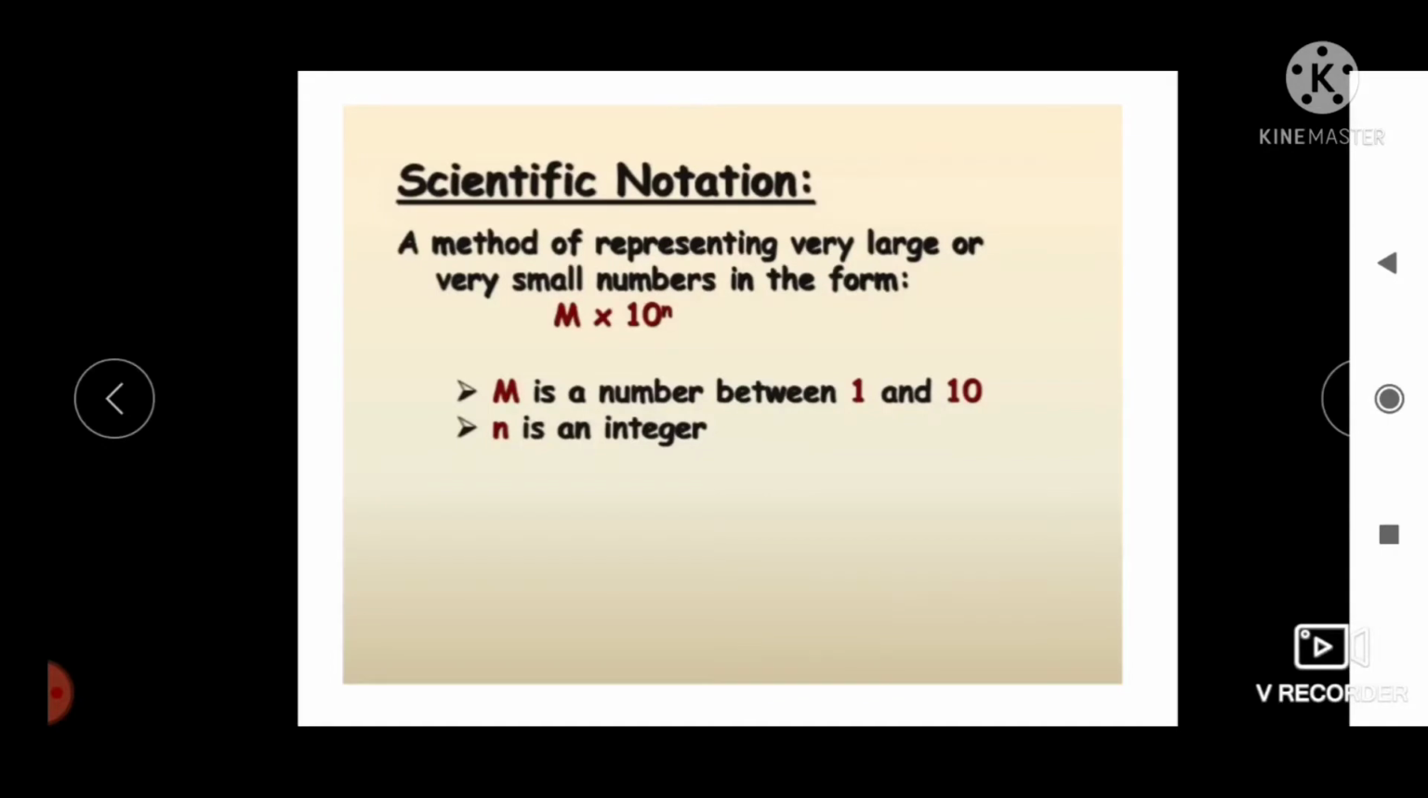Scientific notation is the method of representing very large or very small numbers in the form of m into 10 to the power of n, or we can write capital letter N into 10 to the power of n, where m or N is a number between 1 and 10. This is also called the base or coefficient, where n is an integer or exponent having positive and negative values.